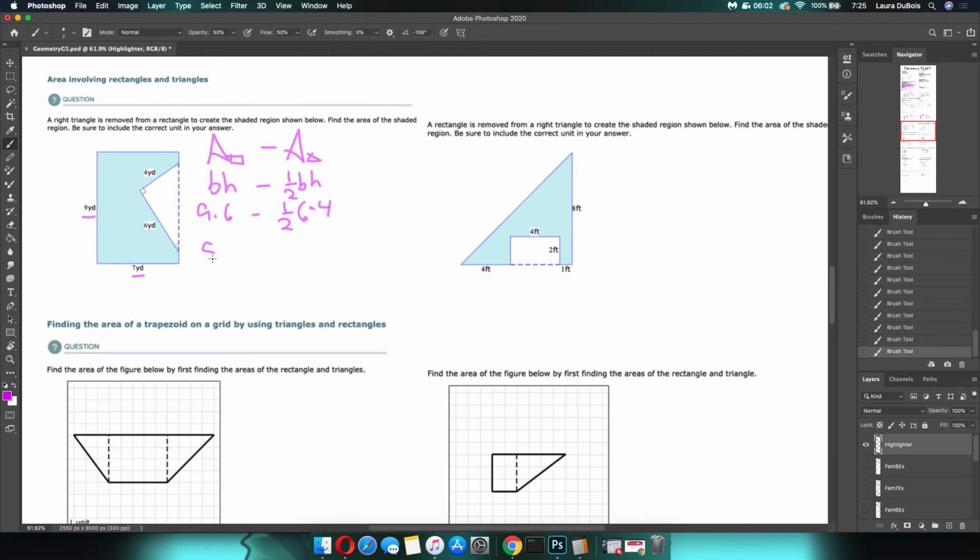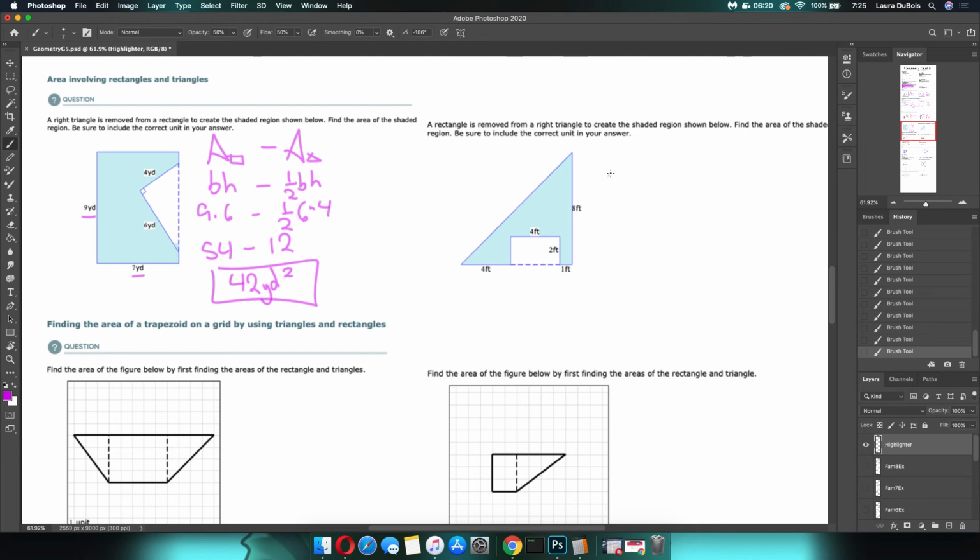9 times 6 is 54. Let's see here. 1/2 times 6 times 4 is 12. So 54 minus 12 is 42 yards squared. Okay, that actually wasn't that bad.